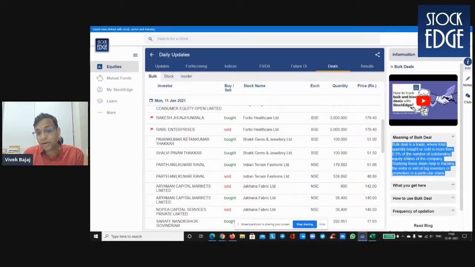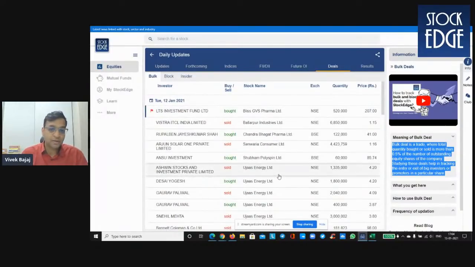Bulk deal, as defined by the exchange, is when the total quantity bought or sold in the market is more than 0.5% of the number of outstanding equity shares of the company, not the free float. If there is more than 0.5% trade which has happened, then it will be listed under the bulk deal. Not necessarily one trade worth more than 0.5% of the paid up capital of the company.